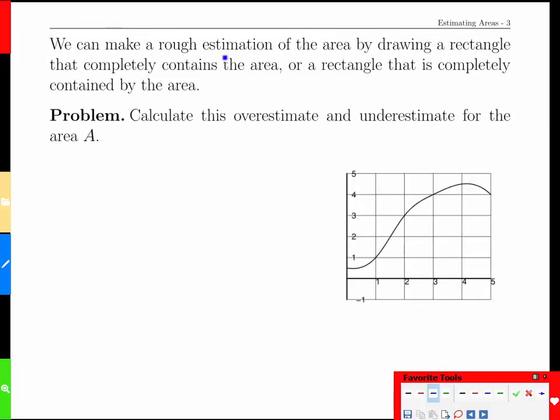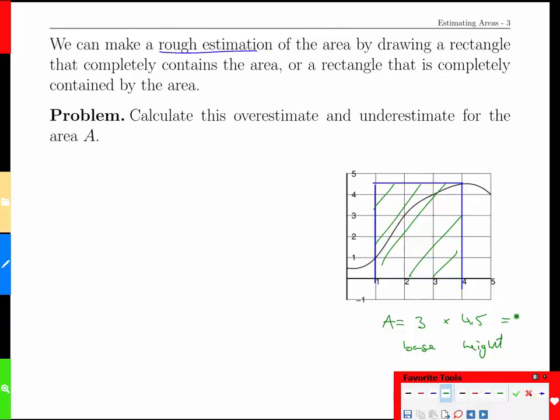Now what we can do is make a rough estimate of the area simply by putting a rectangle around the whole thing. So let's go from here to here, and there's the peak that we hit at 4.5. If we imagine calculating the area there, well, that green area is going to be 3 for the base times 4.5 on the top, which is the height. And so we're going to get 13.5 square units.